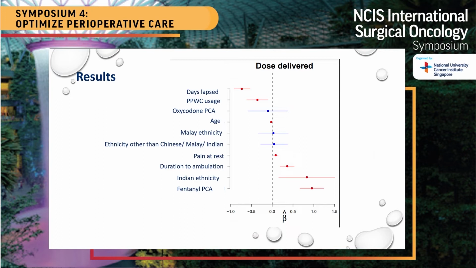Then we bring our attention to the variables on the right-hand side. Higher doses delivered via PCA were associated with those who had more pain at rest, those who took a longer time to start ambulating, and those of Indian ethnicity. We also found that those who used fentanyl-containing PCAs also used more doses. Bear in mind, we actually corrected for the differences in the opioid potencies.